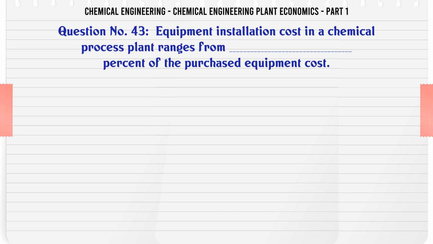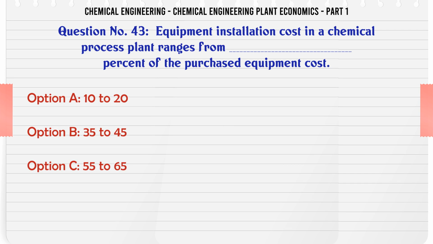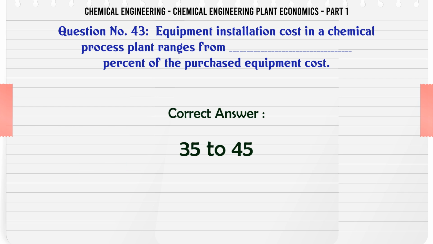Equipment installation cost in a chemical process plant ranges from dash percent of the purchased equipment cost. A. 10 to 20. B. 35 to 45. C. 55 to 65. D. 70 to 80. The correct answer is 35 to 45.